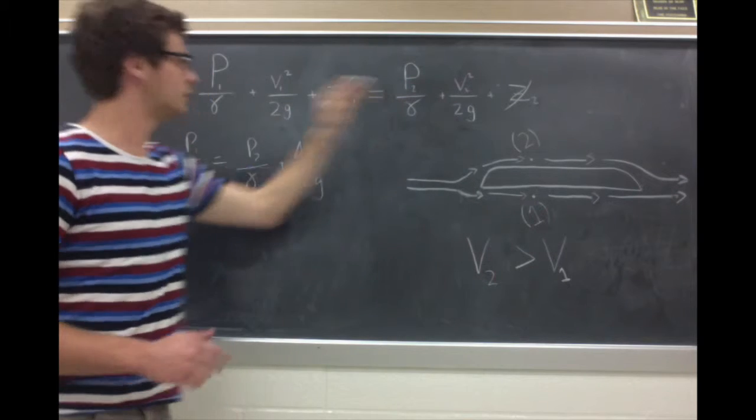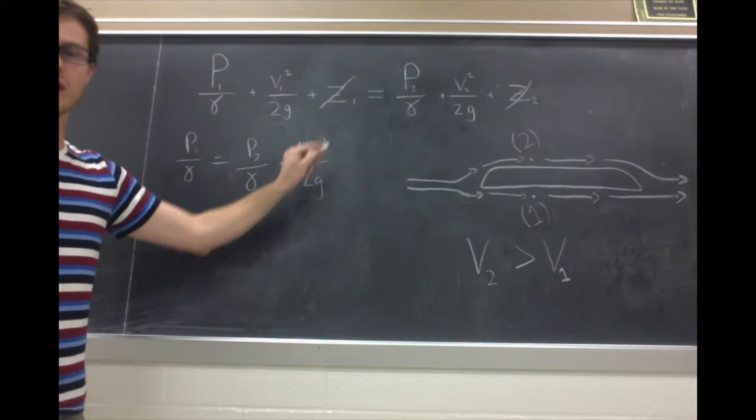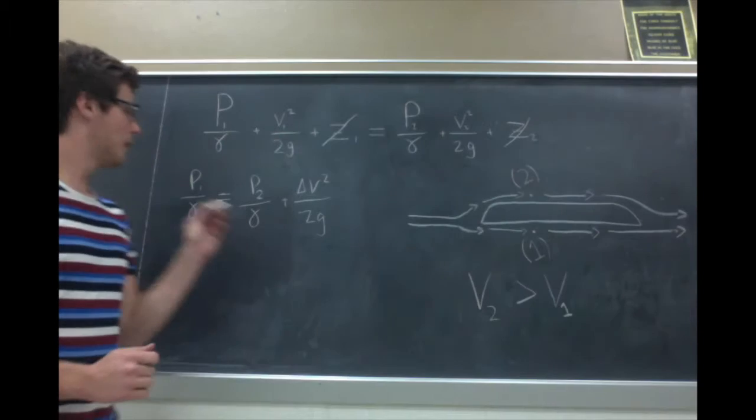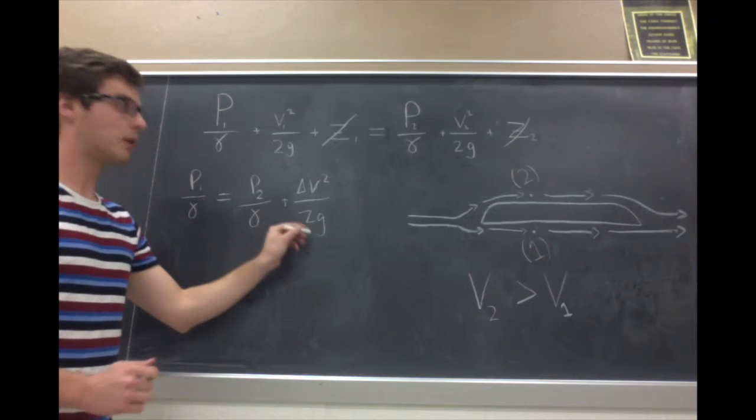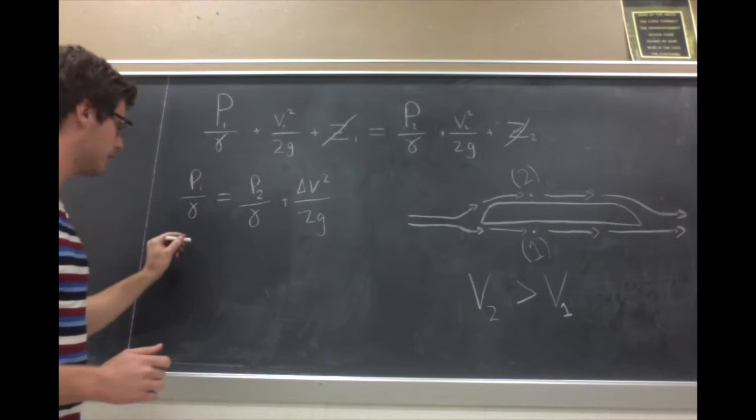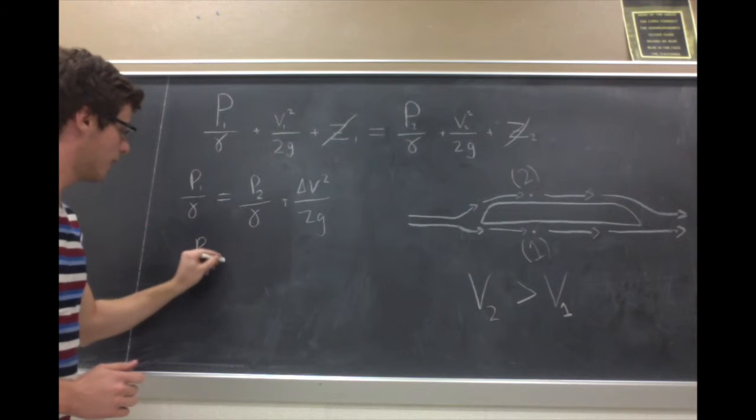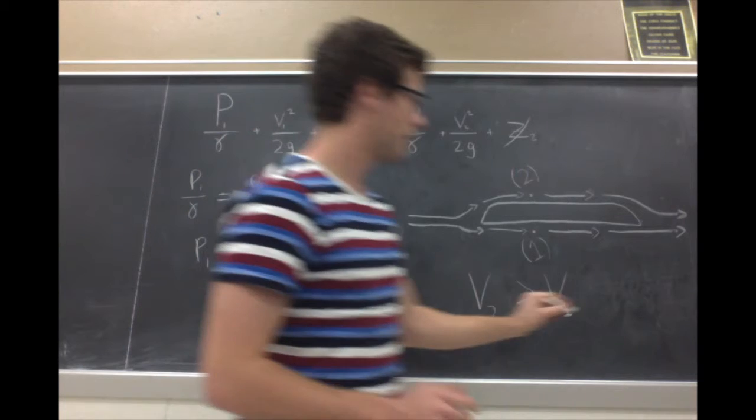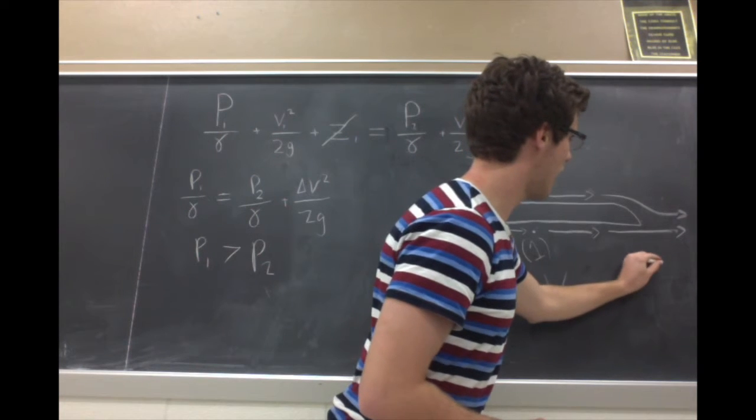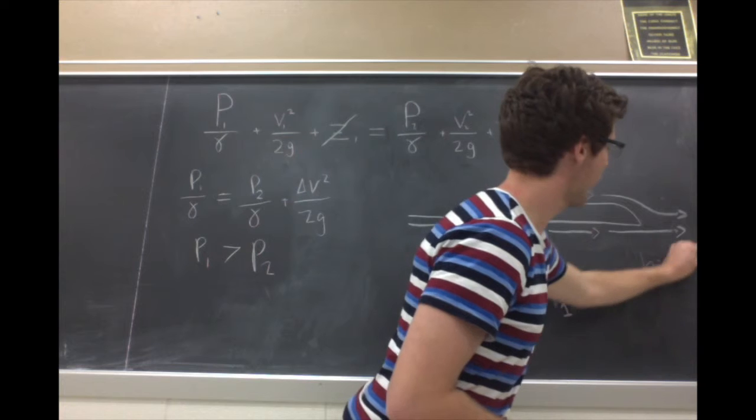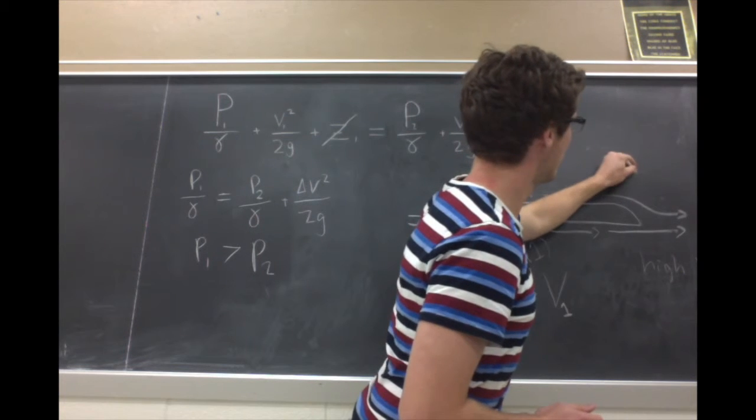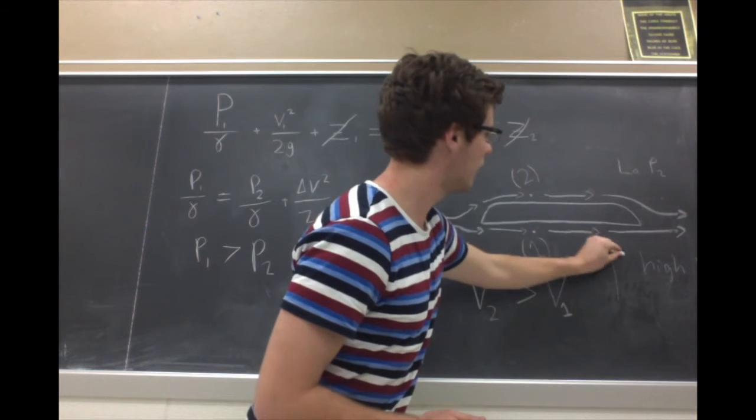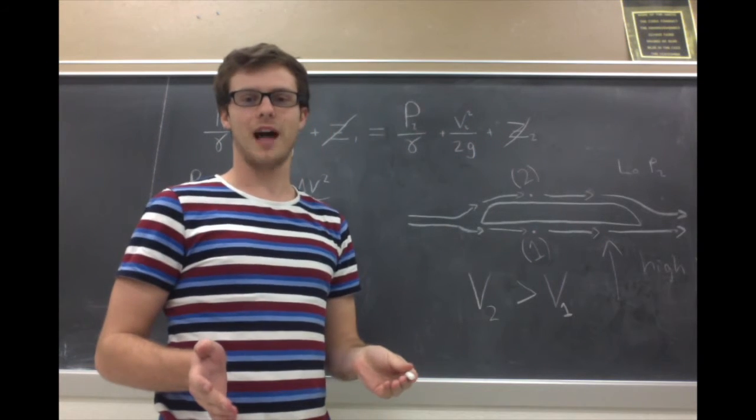because velocity 2 is greater than velocity 1, this change in velocity term is going to be positive, and thus P1 is P2 plus a positive term. So we can algebraically conclude that P1 is greater than P2. And back to the diagram, if we have a high P1 and a low P2, this pressure differential is what causes the upward lift and allows the frisbee to fly.